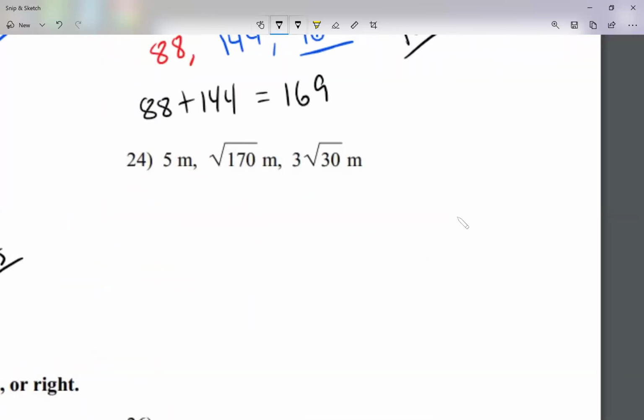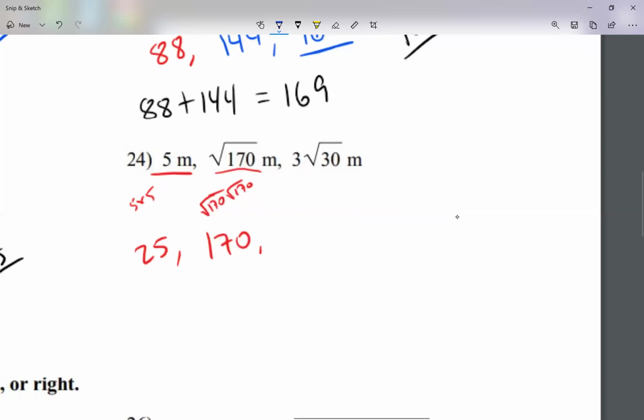Okay, my last example. Let's take a look. My first number is 5, right? 5 times 5, that's not that hard. 5 times 5 is 25. Radical 170. Radical 170 times radical 170. When you multiply the radical by itself, you just get the number inside, 170. That's not that bad.